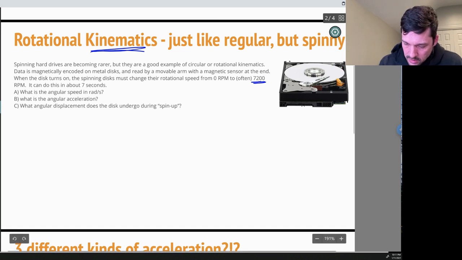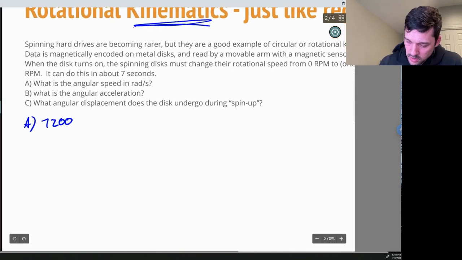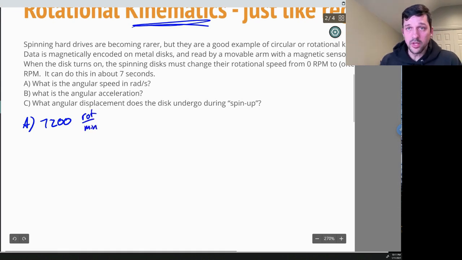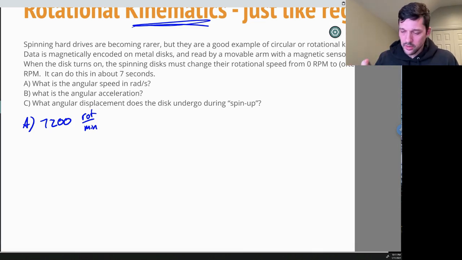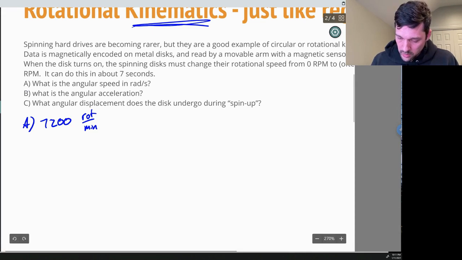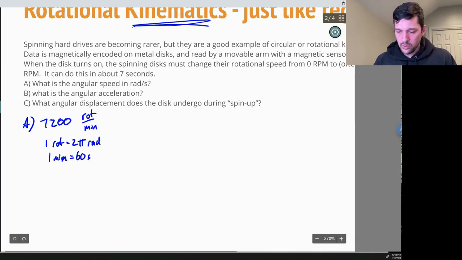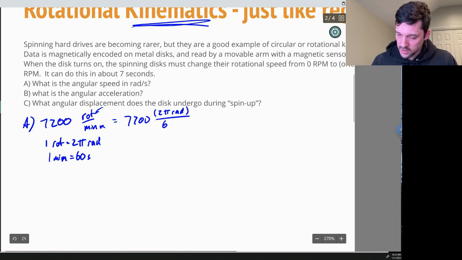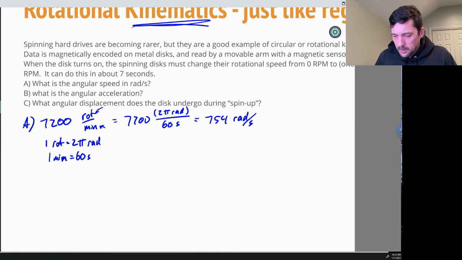Well, at full speed, 7,200 RPM. Well, RPM itself stands for rotations per minute. And one rotation, we can convert that to radians. Well, one rotation, that's 360 degrees. That's 2 pi. So one rotation is 2 pi radians. 1 minute is, as you're probably familiar, 60 seconds. So I'm going to substitute these values in for rotations and minutes. So we got 7,200 times 2 pi radians over 60 seconds, and that gives me a value of 754 radians per second.